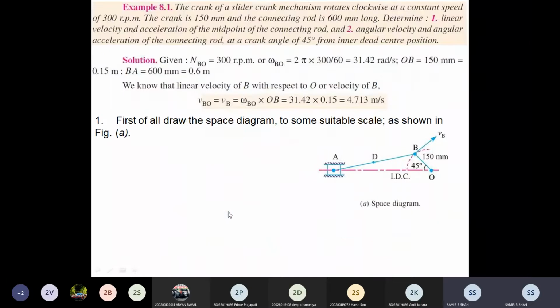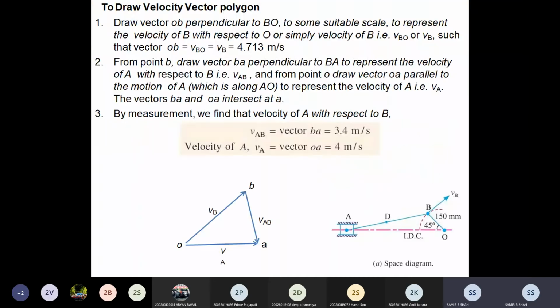As per V is equal to R into omega, we know that the dimension of OB is equal to 4.713. Suppose sometimes this dimension is higher, at that time we take a scale. Okay. So for the velocity diagram, there is a separate scale. For the space diagram, there is a separate scale. And whenever we start the acceleration diagram, if the value is also higher, then for the acceleration diagram we also consider a separate scale. Okay, so that depends on your answer. Every time we are not taking the scale, but that depends on the answer.